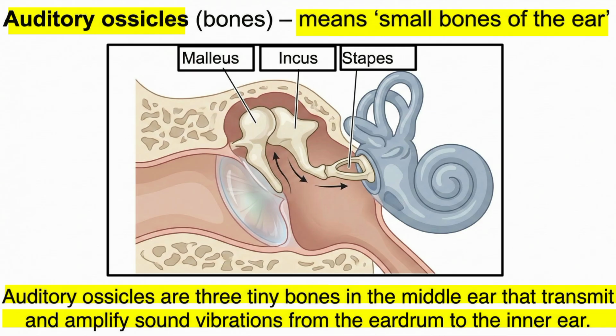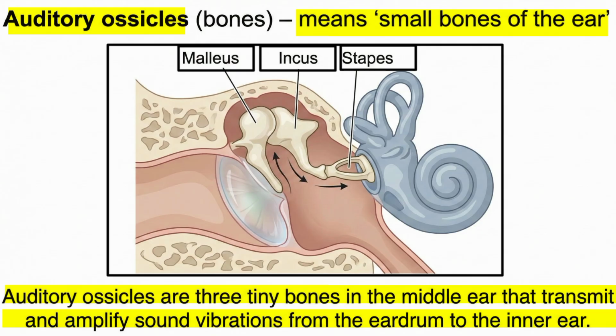First, sound strikes the eardrum. The eardrum vibrates, and the vibration is first transmitted to the malleus. Then it passes from the malleus to the incus, and from the incus to the stapes. The stapes sends these vibrations to the inner ear. In this process, these 3 bones both transmit and amplify the sound so that we can hear clearly.